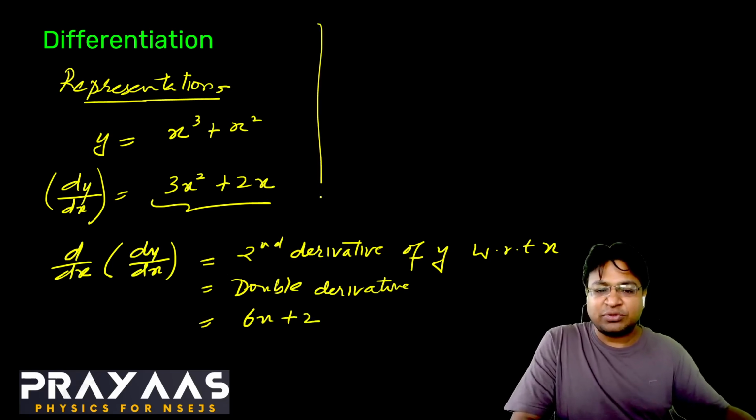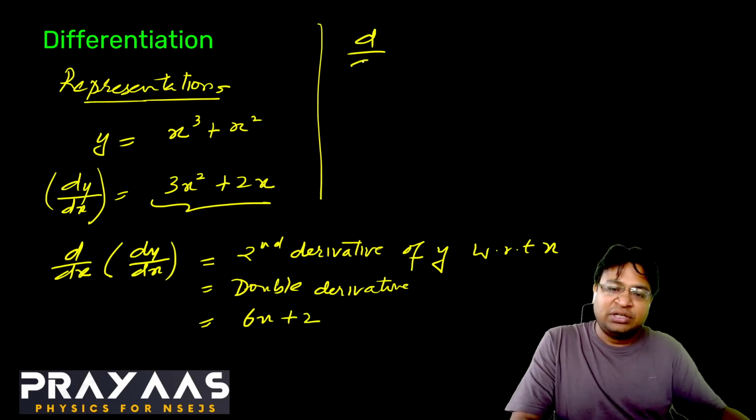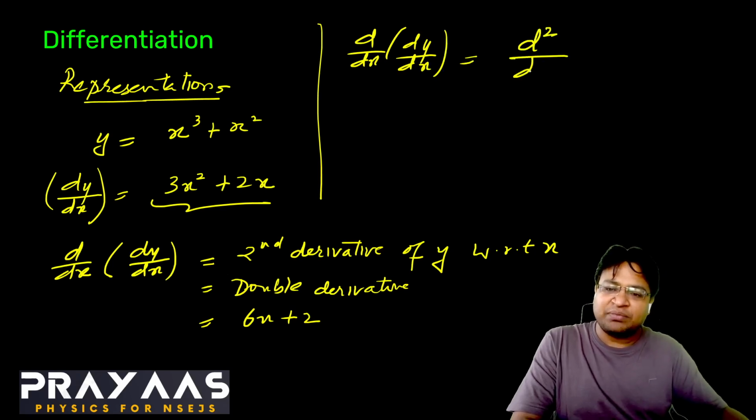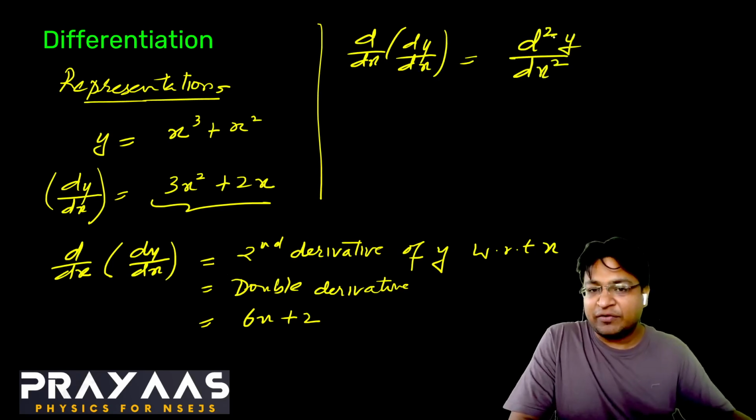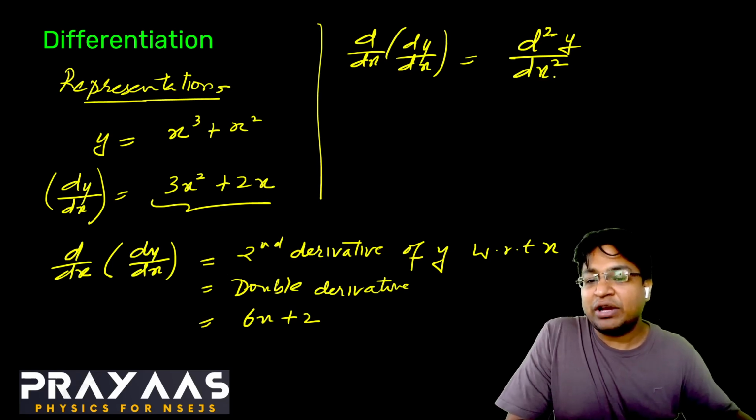And there's one more thing I want to talk about. The second derivative is also denoted as d square by dx square of y. Please understand where you have to put this 2, on d and on x.